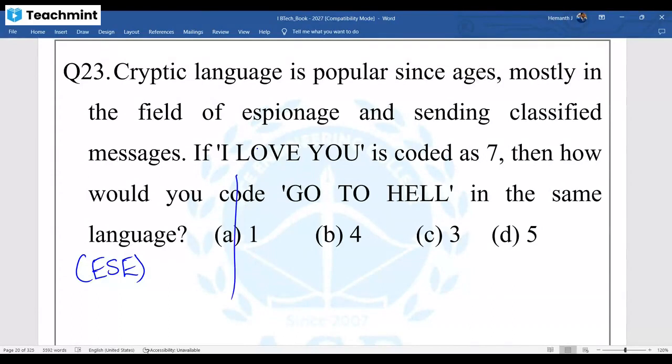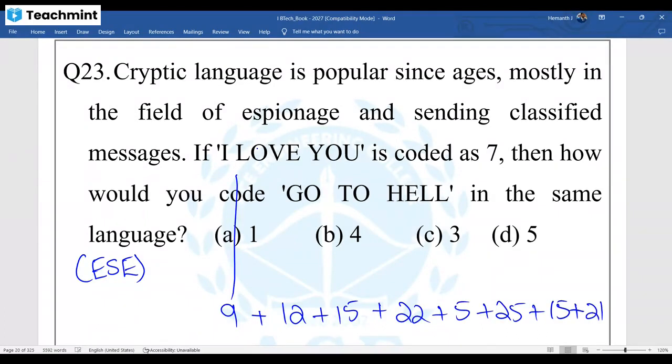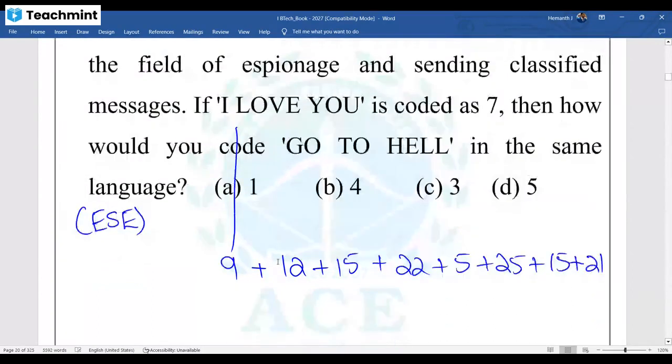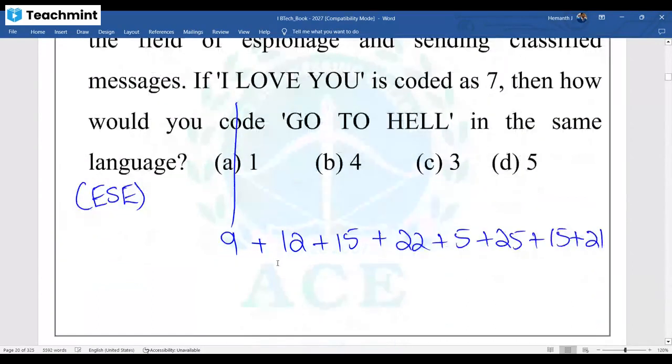So if you go for all letters, what is the I value, L value, O value, V, E, Y, 25, O, 15, U, 21. 90% of the logics we have are with addition only. If you add all this, 9 plus 12, 21, 36, then 48, 53, 53 plus 40, we got 93. 93 plus 21 is 114, sorry, 93 only, right?